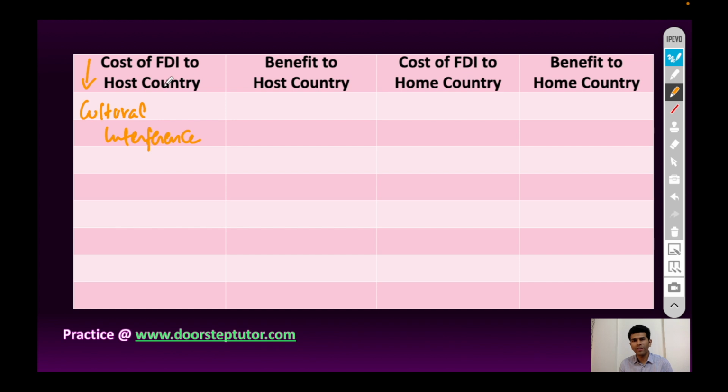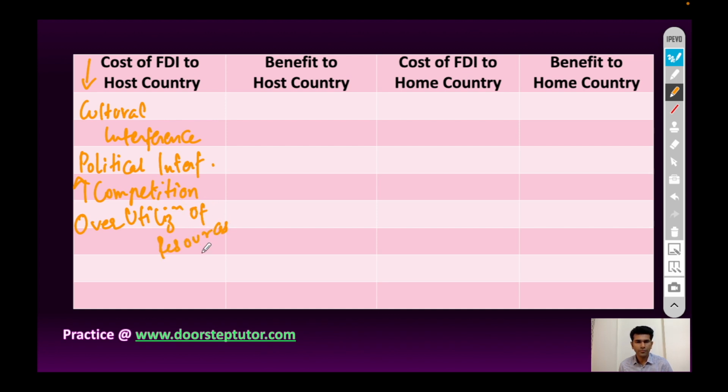Cultural interference means, for example, beef products are considered to be taboo in India. Next is political interference. For example, corruption. If a manufacturing plant is a pollutant, then political party may indulge in corruption. Next, due to high competition, the domestic industries may not survive and there is a threat to the local producers. There can be overutilization of resources or exhaustion of resources such as oil products and all.